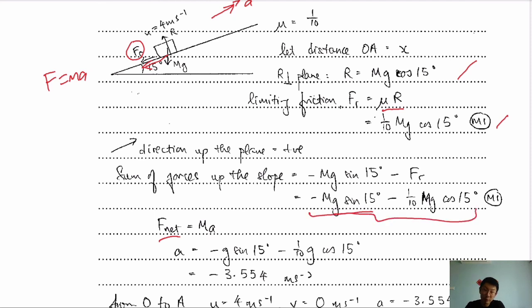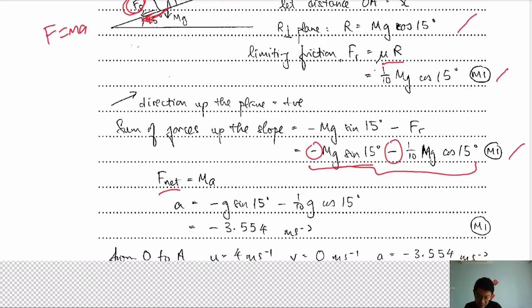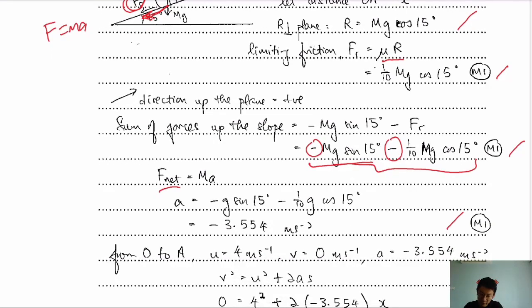The forces both take negative, because our a is going up. You can see that the forces we have, the friction and also the mg sine 15, are both going down, so they both should take the negative value. Once these two forces are seen, we will get 1 mark. After that, it's just calculating the value for the acceleration. The acceleration here is negative 3.554. So 1 mark for this final answer.